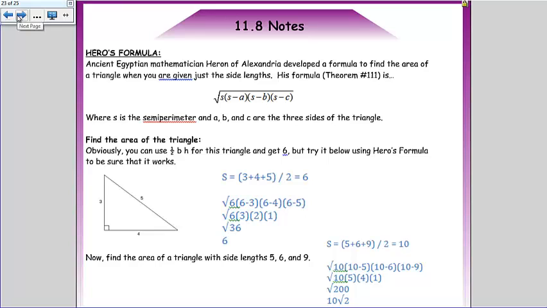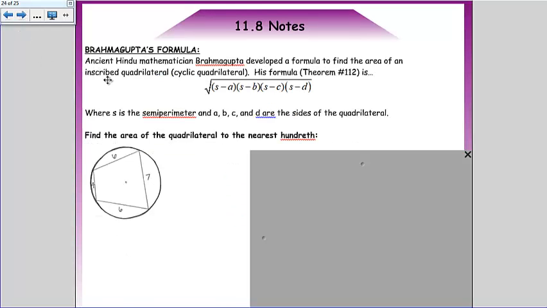And then on the back side, as you flip your page, we will have a separate formula. Ancient Hindu mathematician Brahmagupta developed a formula to find the area of an inscribed quadrilateral. So anytime that the shape is an inscribed quadrilateral in the circle, this formula can be used. It's also known as a cyclic quadrilateral, and it's anything that's inscribed. Kind of makes sense. It sounds like circle, which also sounds like pi r squared. Sounds like area to me. But that's a side note.